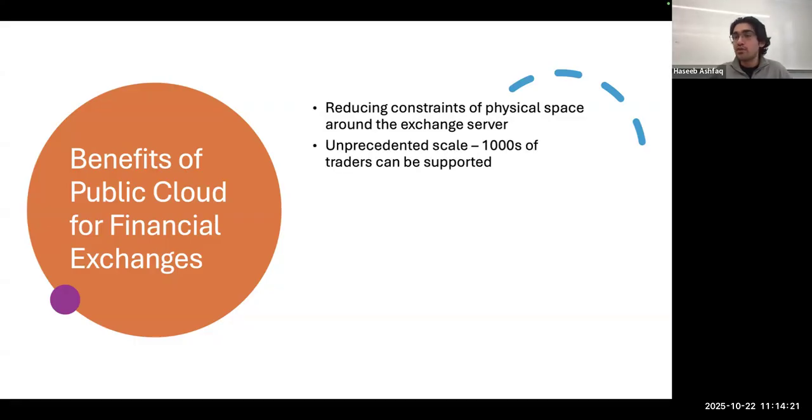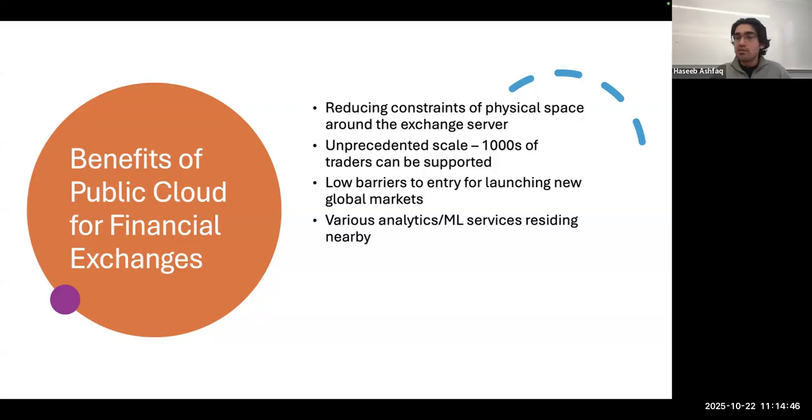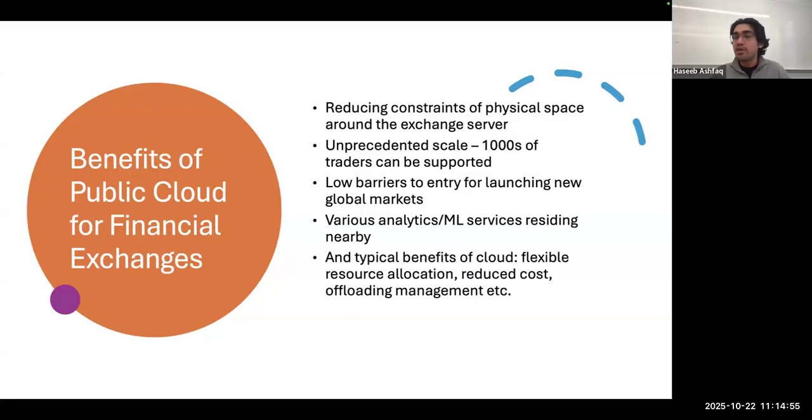And it can allow us to have a huge scale. Thousands of traders can be supported, while the typical number of traders supported in on-prem exchanges is 100 or 200 or so. And it lowers the barrier to entry for launching new global markets, as launching a new exchange is just getting some VMs up and employing some overlay networking on top of it to get the exchange running. It also allows access to various analytics and ML services which reside nearby in the cloud. And then there are many typical benefits of cloud, for example, offloading management of infrastructure, reduced cost, and so on.